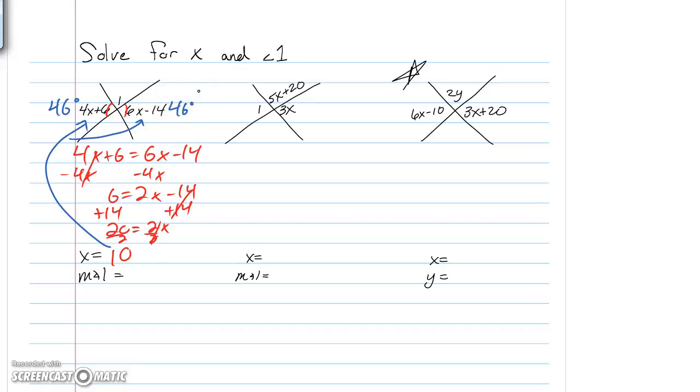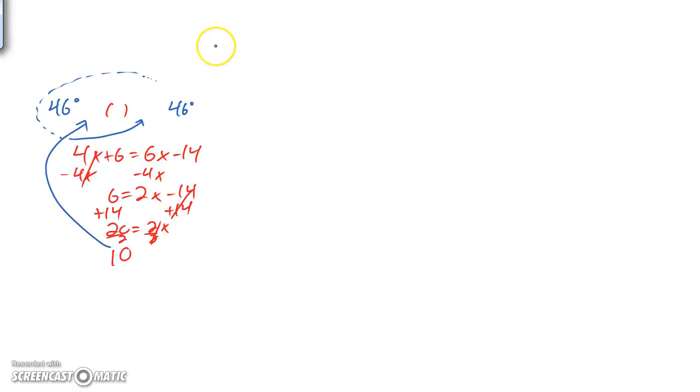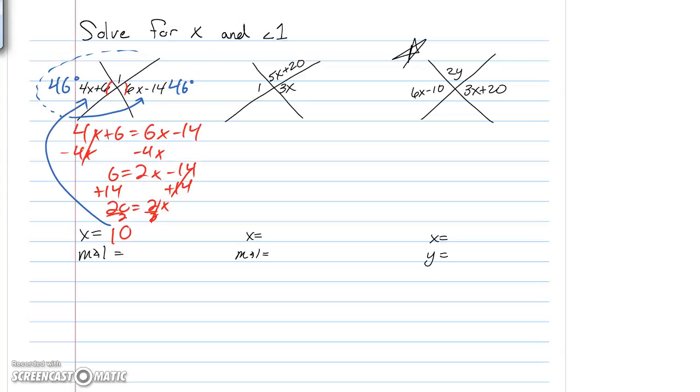Alright, we're back. That was a little scary. So again, 180 minus 46, because this has to be 180 degrees combined, gives you 134 degrees for angle 1.